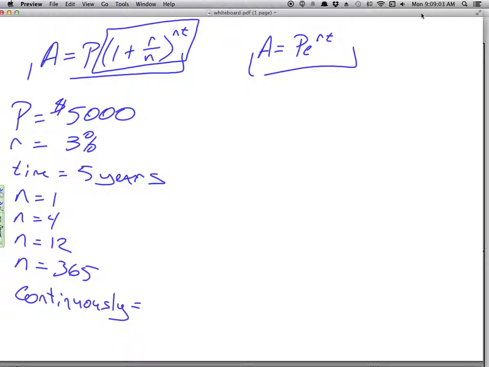I want to see if I change the number of times I'm compounding, whether that changes the amount of money I'm making. Now, what do we mean by compounding? Anybody have any thoughts on what we mean by compounding?